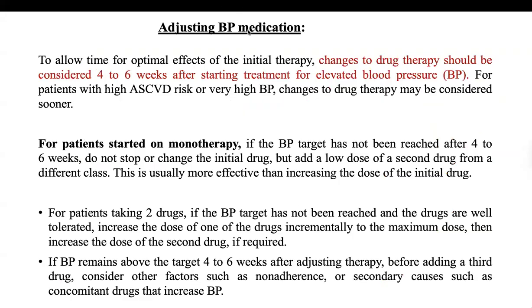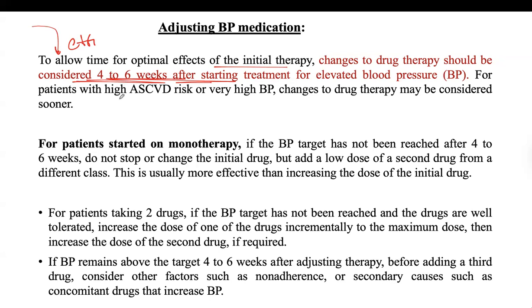So how do we adjust our blood pressure medication? To allow time for optimal effect of any initial treatment, changes to the drug therapy should be considered 4 to 6 weeks after starting treatment. In John Murtagh, it is written you need to wait for 3 months before changing the blood pressure treatment. But the new guideline, the Therapeutic Guidelines, says no, you don't need to wait 3 months. You can change the medication even after 6 weeks, because usually if a medication is supposed to work, it will work within 6 weeks.